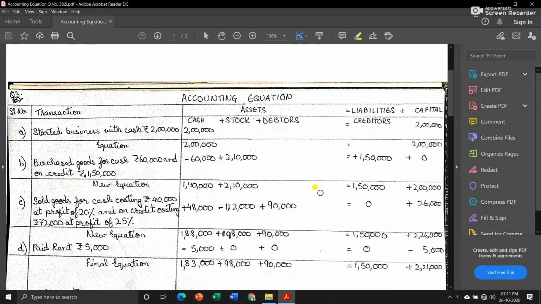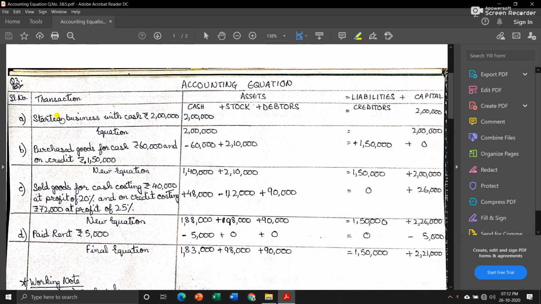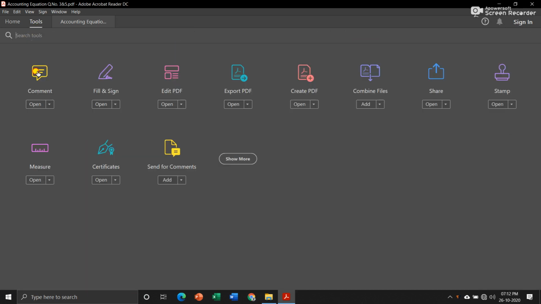Hello everyone, today we will solve two questions, question number 3 and question number 5. Now let us see question number 3 first. It has only 4 transactions, so I have noted down these transactions and let us discuss.